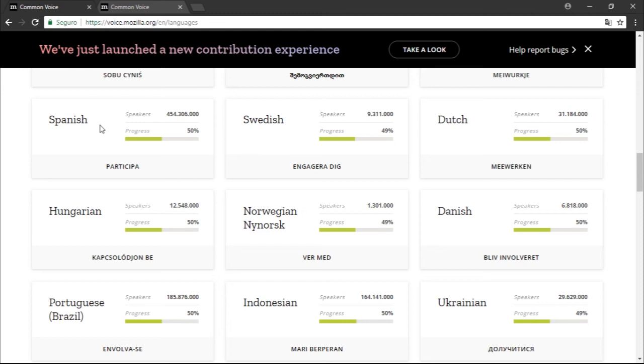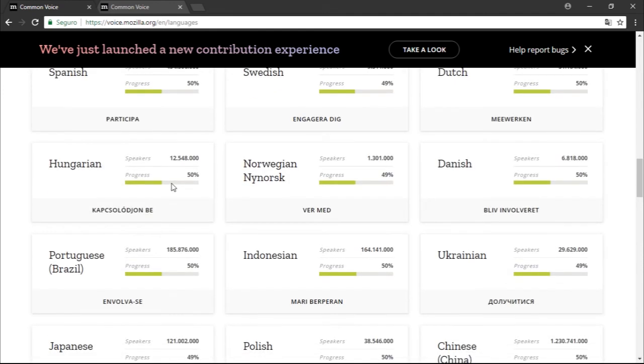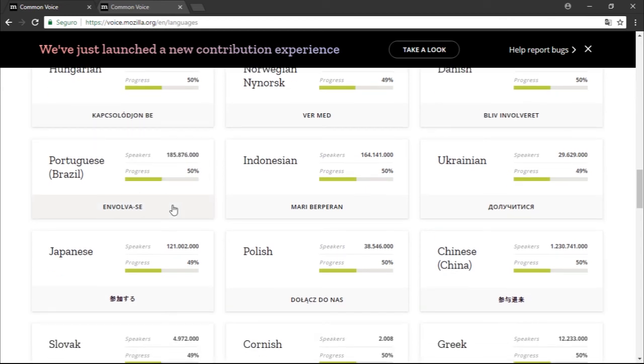Maybe I'm going to try to learn Spanish in a year's time, maybe. I don't know, because I speak Portuguese, that would be very troublesome. I don't know if it's going to be easier or more difficult. But anyway, my language is right here, Portuguese from Brazil. There are 185 million speakers, but actually I think there's more. I think there are almost 300 million people speaking Portuguese in general, not just Portuguese from Brazil.